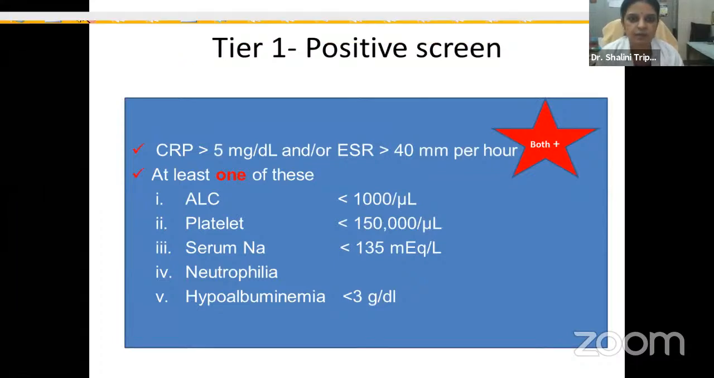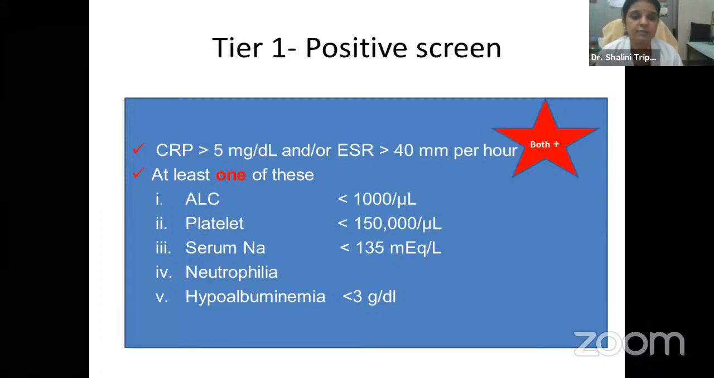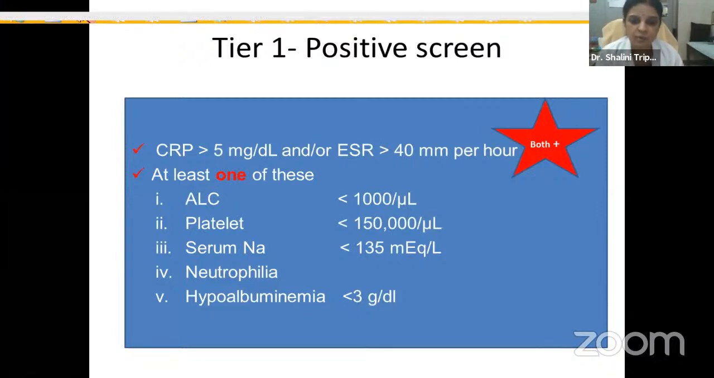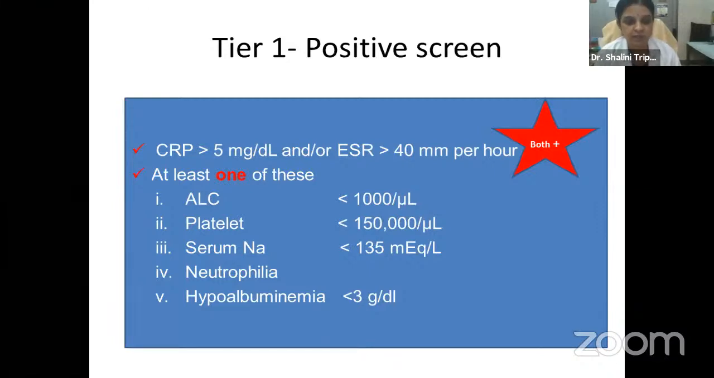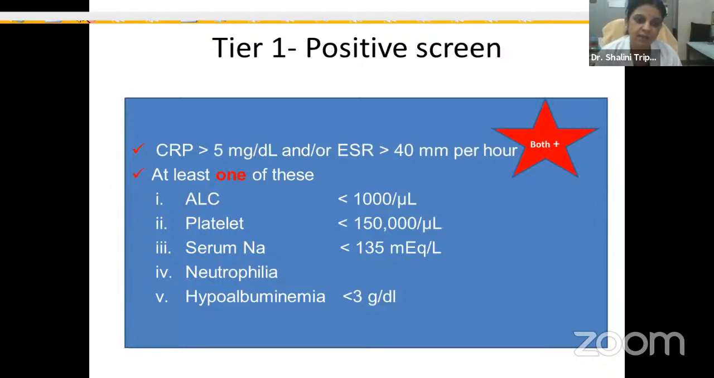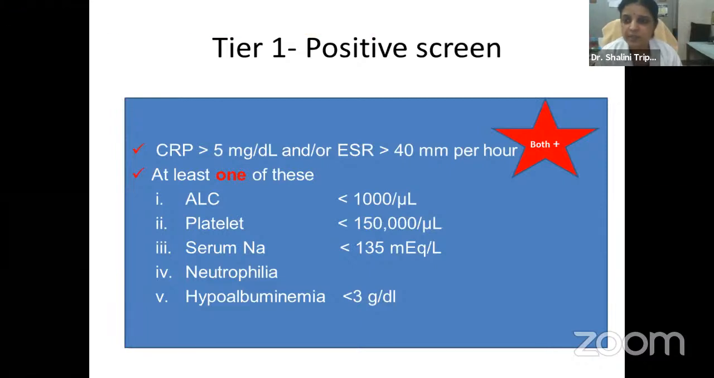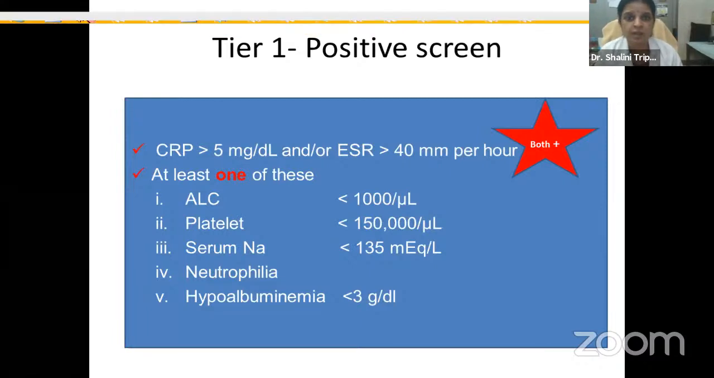So what is a tier 1 positive screen? Tier 1 is positive when we have CRP increased and ESR increased, that is more than 40 in the first hour, and any one of these 5: absolute lymphocyte count less than 1000, platelet count less than 1.5 lakhs, serum sodium less than 135 milliequivalents per liter, polymorphonuclear neutrophil leukocytosis, and albumin levels less than 3. So if CRP and ESR are raised with any one of these 5, tier 1 is positive. We will go ahead and do the tier 2 tests.